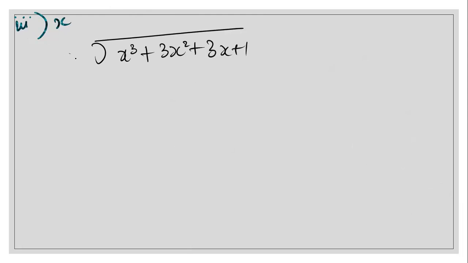So now let us see how to do this in the long division method. The next divisor is x. So x cubed plus 3x squared plus 3x plus 1 is divided by x.